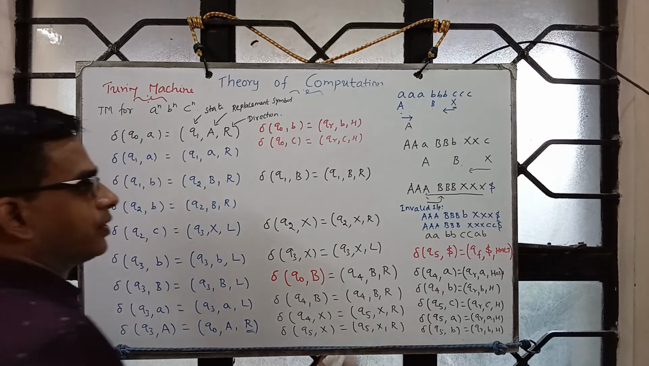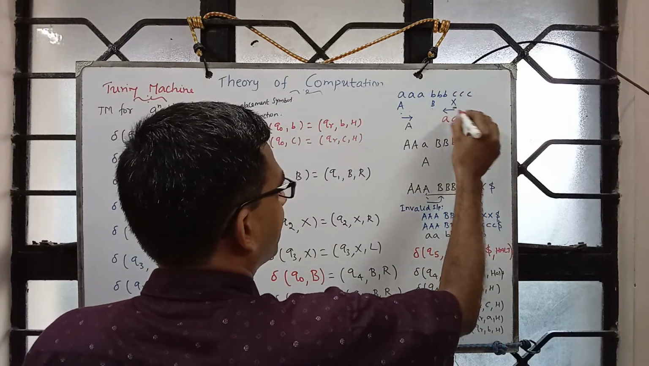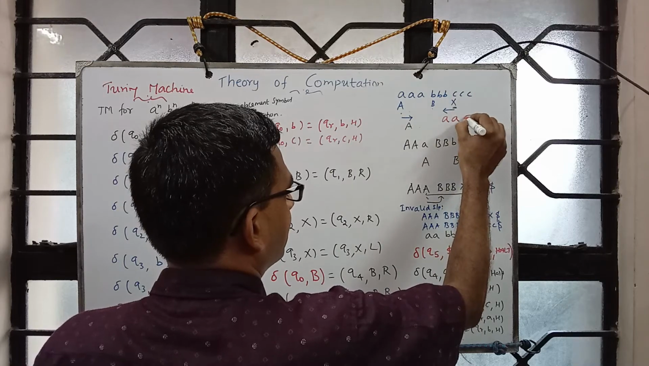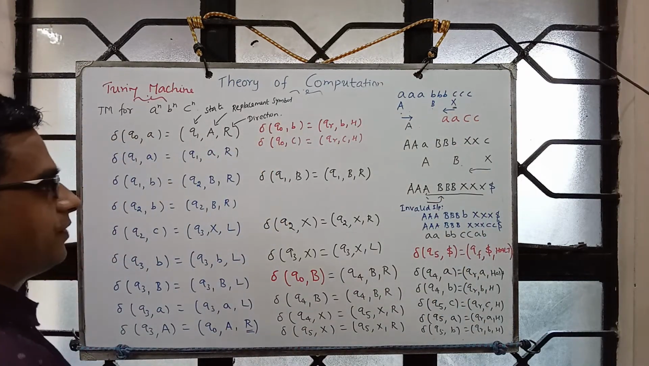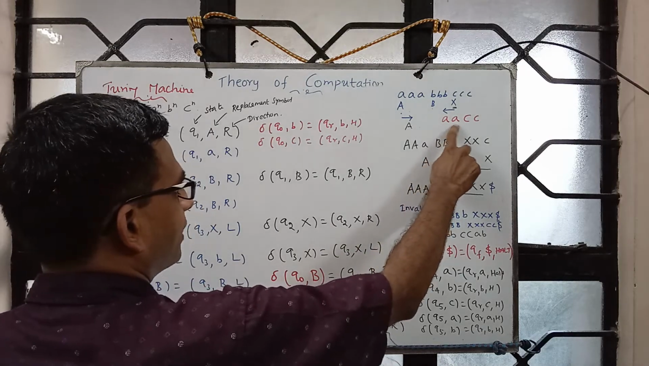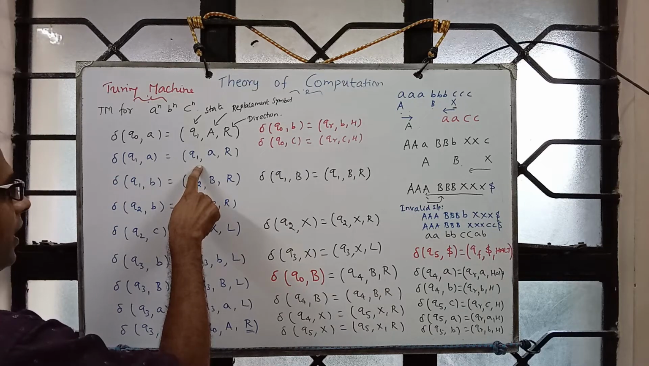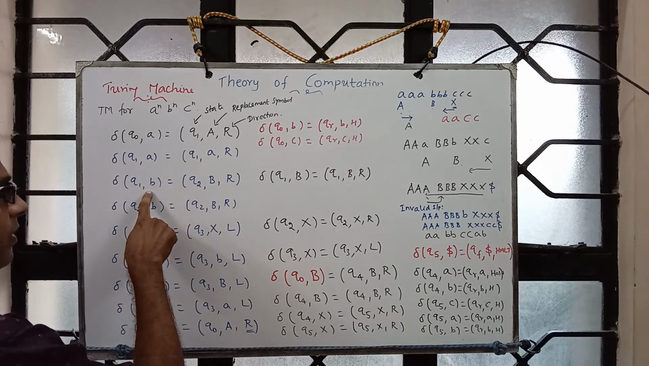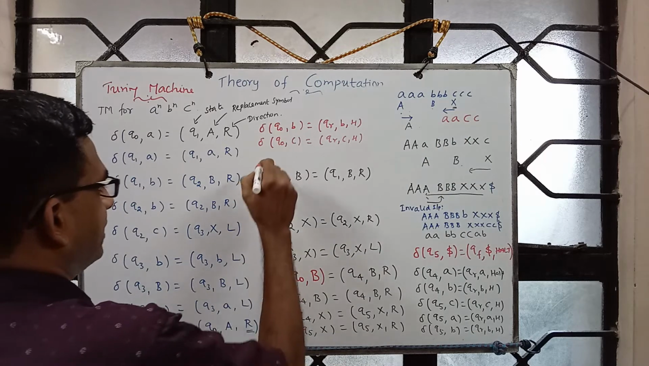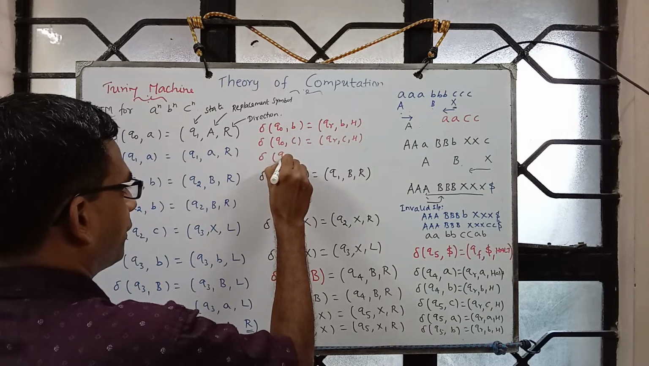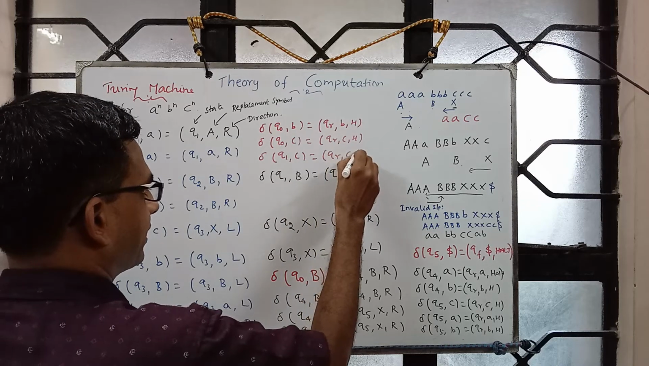Then one more. Maybe after reading this A, instead of reading this, you come across C, which means after scanning these A's, you will be at Q1 and you look for a B, instead you see little c, which means delta of Q1 comma C must be a reject.